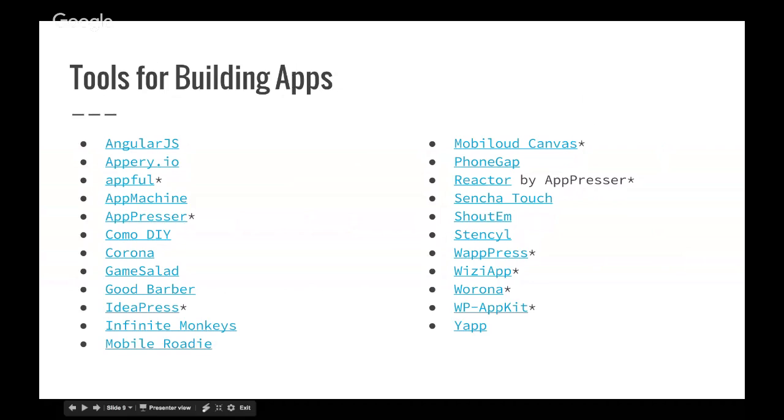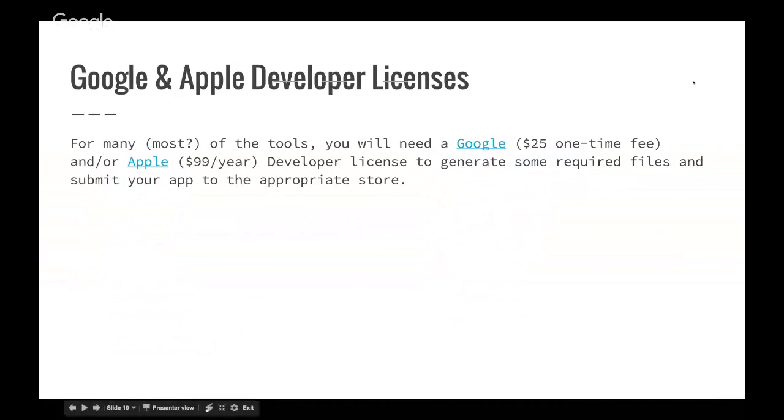Now, with each of these tools, for many, if not most, or maybe even all of the tools, you do need to have a Google and/or Apple developer license. That's required to generate some of the files that you need to submit your app to the appropriate store. You need to make certificates, you need to make provisioning profiles. We're not going to get into how to make all of those in this presentation. We might do another presentation later on how to do that, but you will need to get those developer licenses in many cases to submit your app to the store.